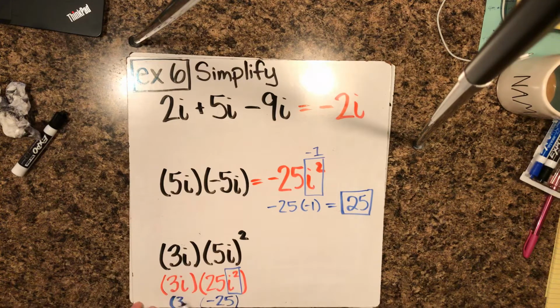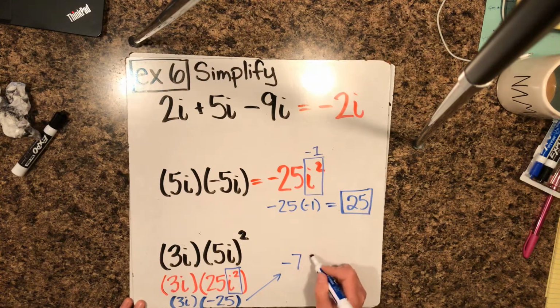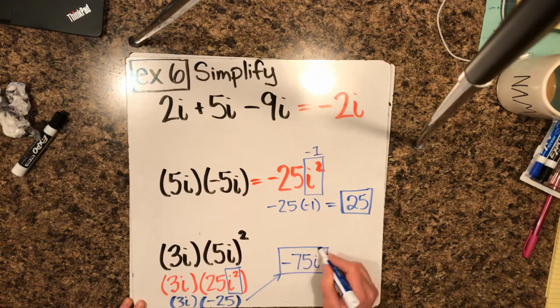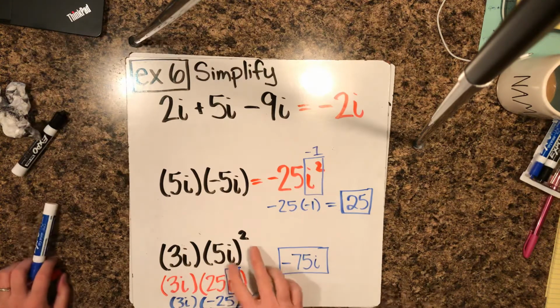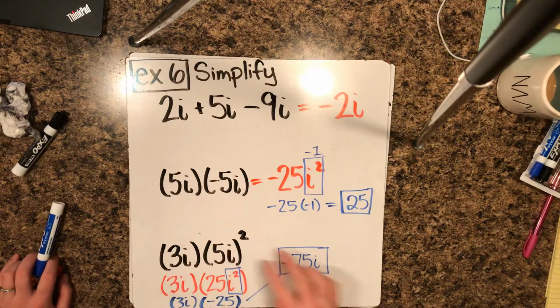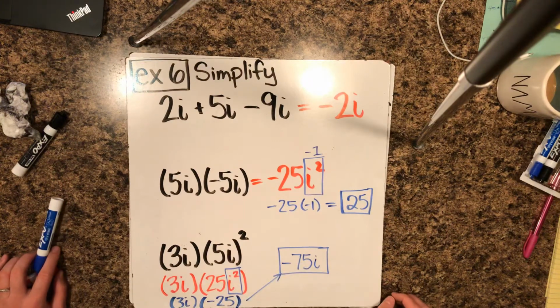So 3i times -25, again, treat it like any other variable. Negative times a positive is negative. There aren't two i's anymore, there's just one. 25 times 3 is 75 times i. There we go. Here we started off with all positives and somehow we got a negative. It's okay. It came from the fact that there was an i squared that turned us negative.